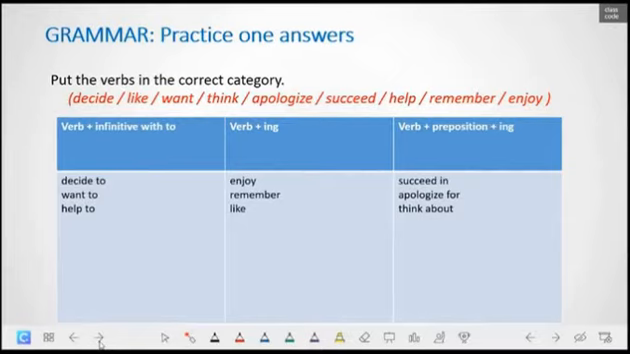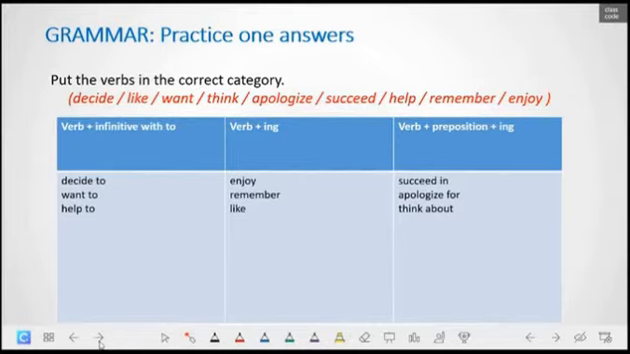So as you can hear me, I am putting the verb in the base form. I'm not adding ing. I'm not adding s. I'm not adding ed. I want to study, for example. So want to, help to. So these verbs have the infinitive form after them.